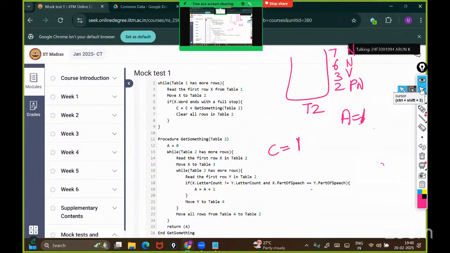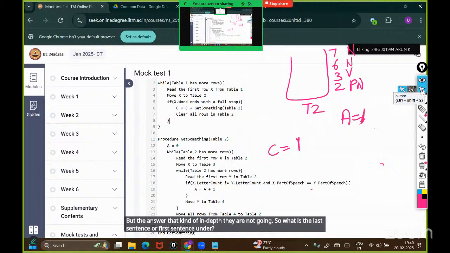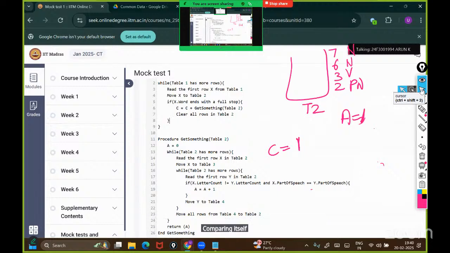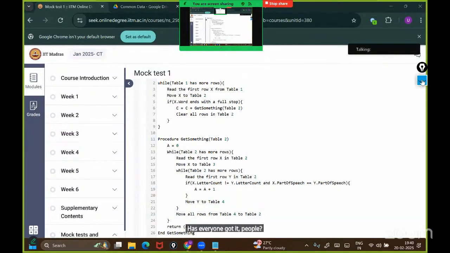But in the answer, they are not going into that kind of depth, about what is the last sentence or first sentence and all. They're comparing within the sentence how many words are different in letter count and the same in parts of speech. Yes, yes, yes. Understood. Has everyone got it, people? Yes, ma'am.